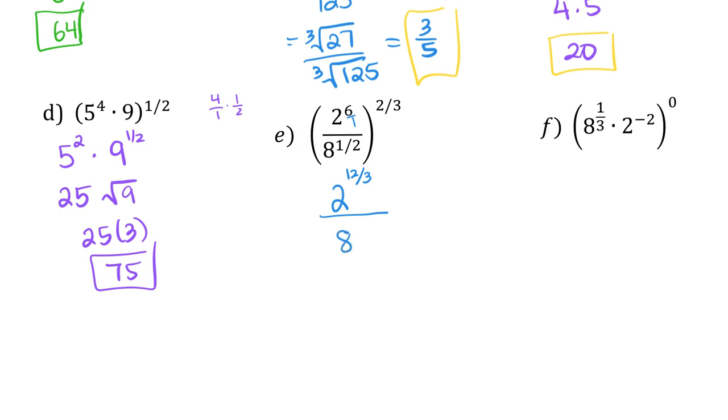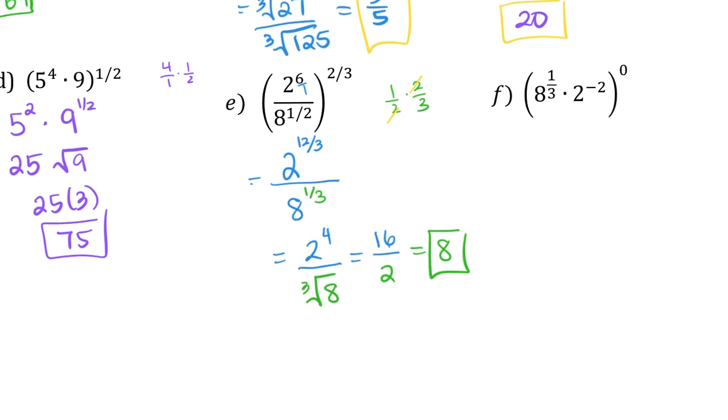8 times, what do I have? Let me write this out. 1 over 2 times 2 over 3. Yeah, let's cancel those 2's to make it easier for us. 1/3. Okay, let's see where this takes us. We have 2 to the 4th. What's 8 to the 1/3? Well, that's the 3rd root of 8. Okay, 2 to the 4th is 16. 3rd root of 8 is 2. So my answer is actually 8.